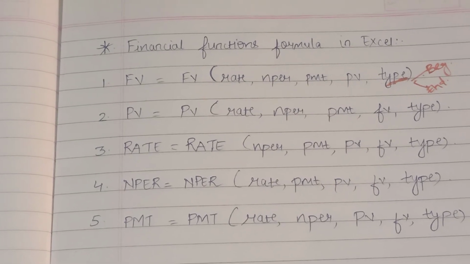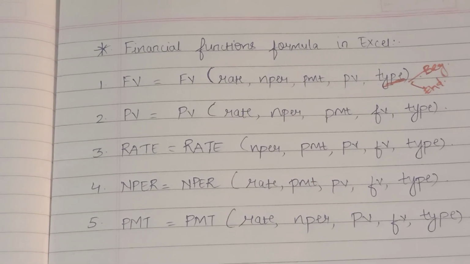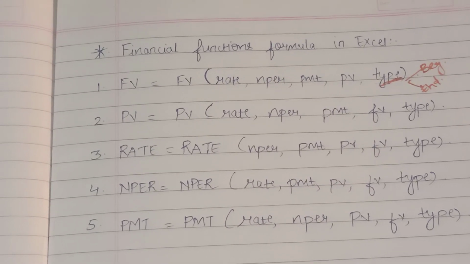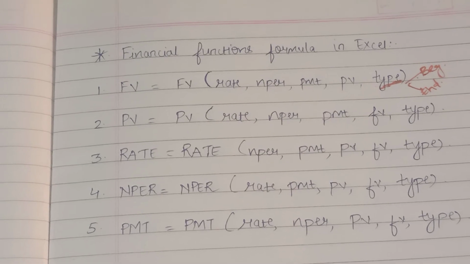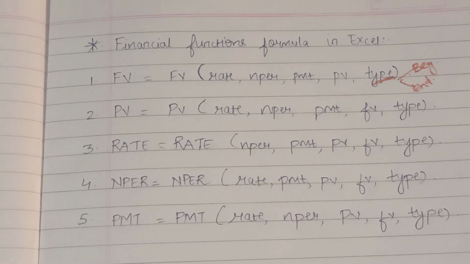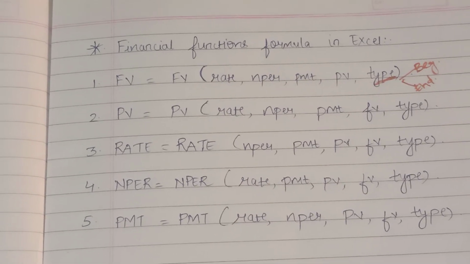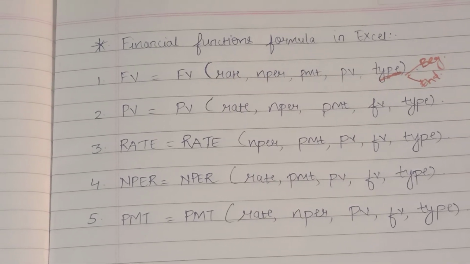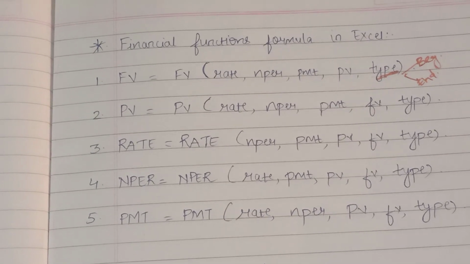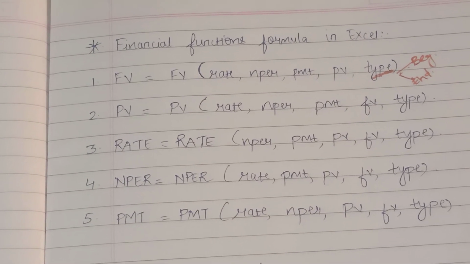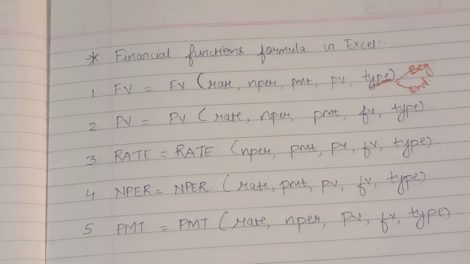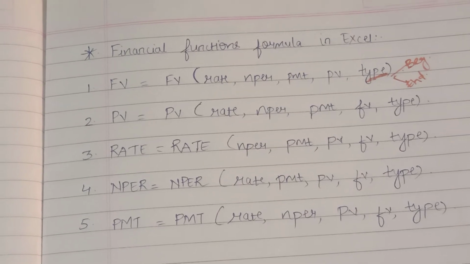Then present value. Present value is equal to PV, rate, NPR would be given, PMT or FV or both the values would be given, and you can find out the present value. Rate is equal to RATE, NPR would be given, PMT, PV, FV. All of the three values would be given or any of the two, either PMT, PV or FV. You can find out the rate.